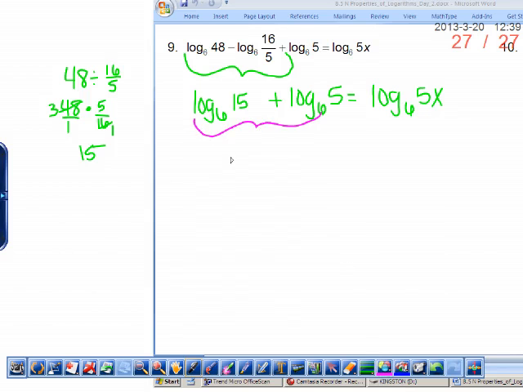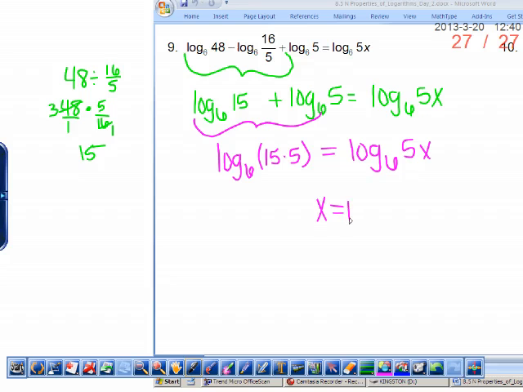Product property. So I'm going to have log base 6 of, I can multiply out 15 times 5, but based on what I've got over here, it's kind of a waste of my time. Because I'm trying to figure out 5 times what gives me this number. Well, I already kind of know that now, don't I? What does x have to be? 15, because 15 times 5 has to equal 5 times 15. If you did multiply it out and get 75, that's fine. It's just a little short step.